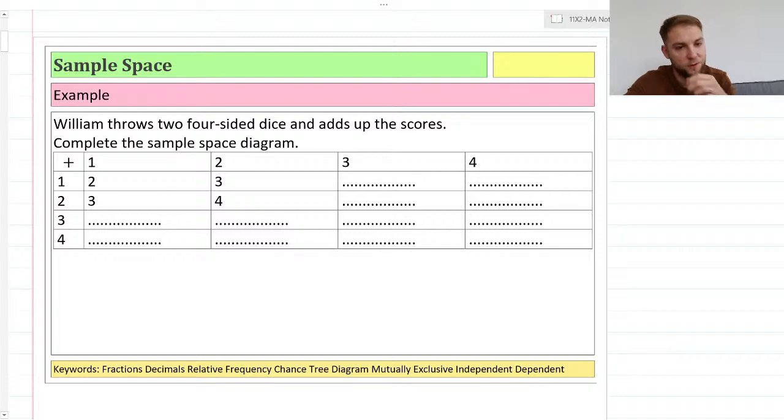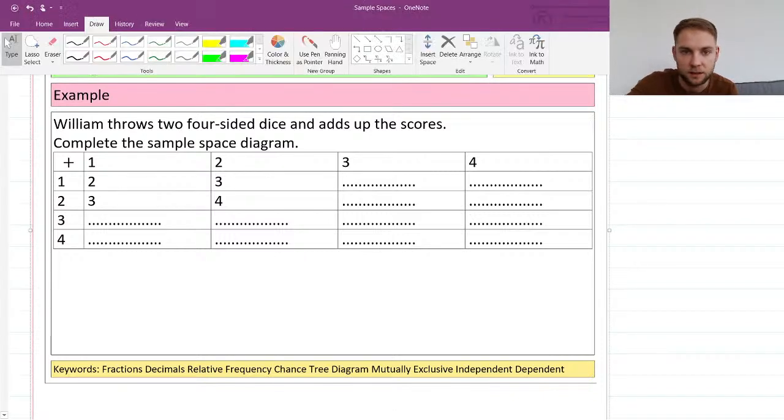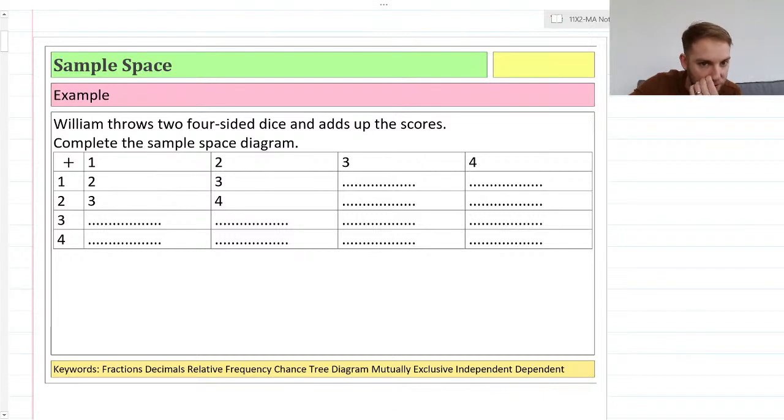Okay, so let's have a little look at this one. Maybe don't worry about getting this one down in your notes straight away because it's not too difficult here. So we're just going to talk through this one. We'll have a look at another one in a second. So William throws two four-sided dice. That's a little bit different, isn't it? And adds up the score. Complete the sample space diagram.